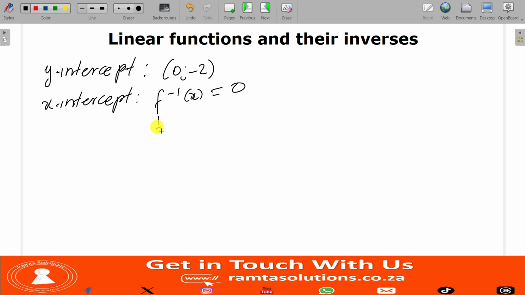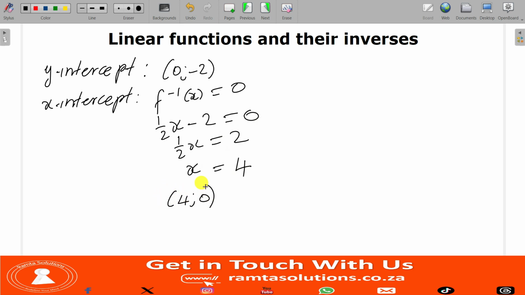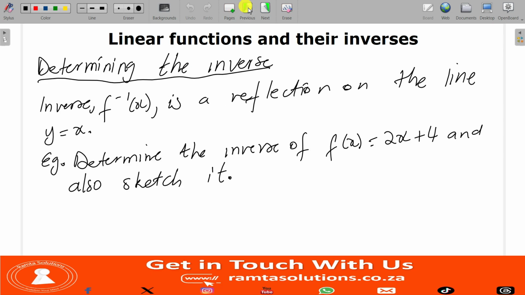What is this? Half x minus 2 equals 0. So half x equals 2. Multiplying throughout by 2, we will get, or if you don't want to say multiplying throughout by 2, you can say dividing throughout by half. It's the same thing, guys. On your calculator, if you display 2 divided by half, you will get this answer: x equals 4. Therefore, our x-intercept is 4 and 0. Guys, remember, the x-intercept is 4 and 0, the y-intercept is 0 and negative 2. Let's go check out if indeed this was the inverse.